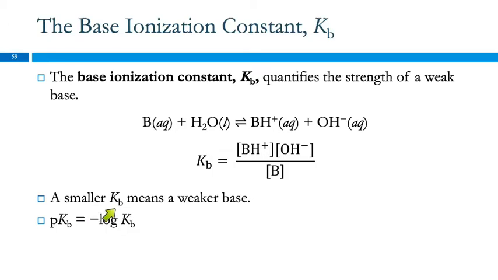So a smaller Kb means a weaker base. Small Kb means that the equilibrium lies more towards the reactants. You don't get as much hydroxide produced. And just like we did with Ka, we can also look at pKb. Remember, P is a function, means negative log of the thing. So pKb is the negative log of Kb, just like the acids.